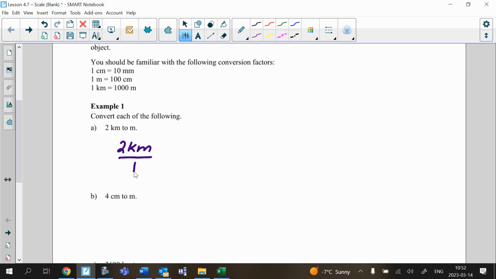Now, I'm going to multiply by the conversion factor between kilometers and meters. There's 2 ways you could write it, okay? You could write 1 kilometer up top and 1,000 meters on the bottom, or you could write 1,000 meters up top over 1 kilometer on the bottom. They both mean the same thing. It's just the order.